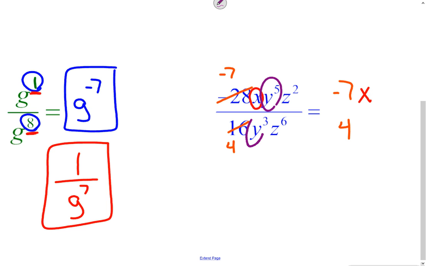Y to the 5th over y to the 3rd. Well, 5 minus 3 is 2. Since I started in my numerator, my y's will end up in my numerator. So 5 minus 3 is 2, y to the 2nd. And then last but not least, I have the z's. I have z to the 2nd here. I have z to the 6th here. I can take that 6, subtract 2, I get 4. So I'll have z to the 4th. And since I started in the denominator, or another way to think of it is there's more z's in the denominator, start down there, and then I'll have more z's in my answer in the denominator. So when it's all said and done, I have the negative 7x y to the 2nd over 4z to the 4th. And that would be my final answer.